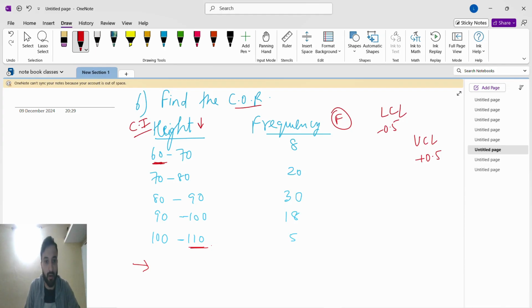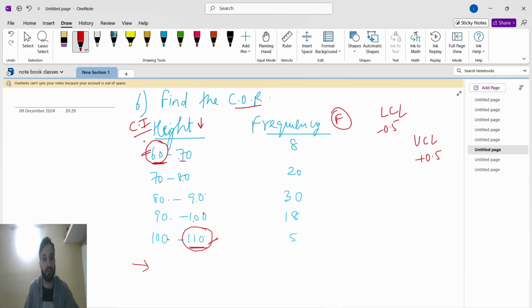So what are the observations? Start from 60: 60, 70, 70, 80, 80, 90, 90, 100, 100, 110, right? So what is the highest observation? The highest observation is 110. What is the lowest observation? 60 is the lowest observation. Obviously, guys, the ending is the highest observation and the starting will be the lowest observation.